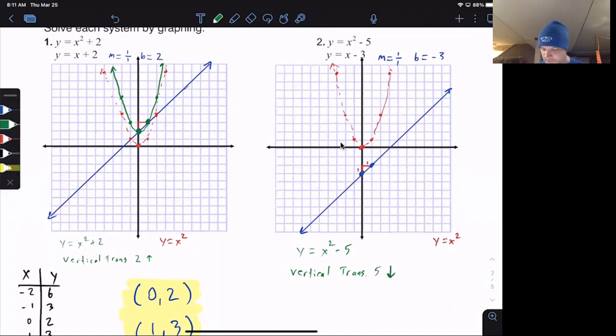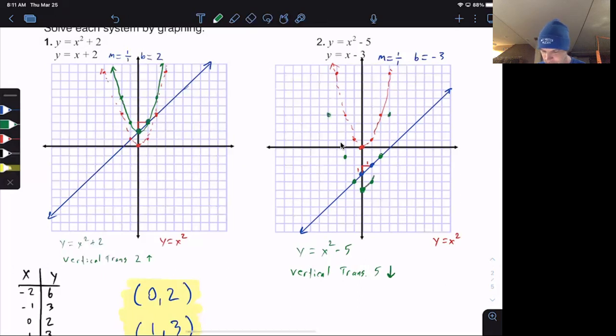So we're going to take all the points from our parent function and just move them 5 units down. So we've got 1, 2, 3, 4, 5 right here. 1, 2, 3, 4, 5. Of course, that means it'll be here also, which is helpful. 1, 2, 3, 4, 5 right there, which means it's also right here. 1, 2, 3, 4, 5.